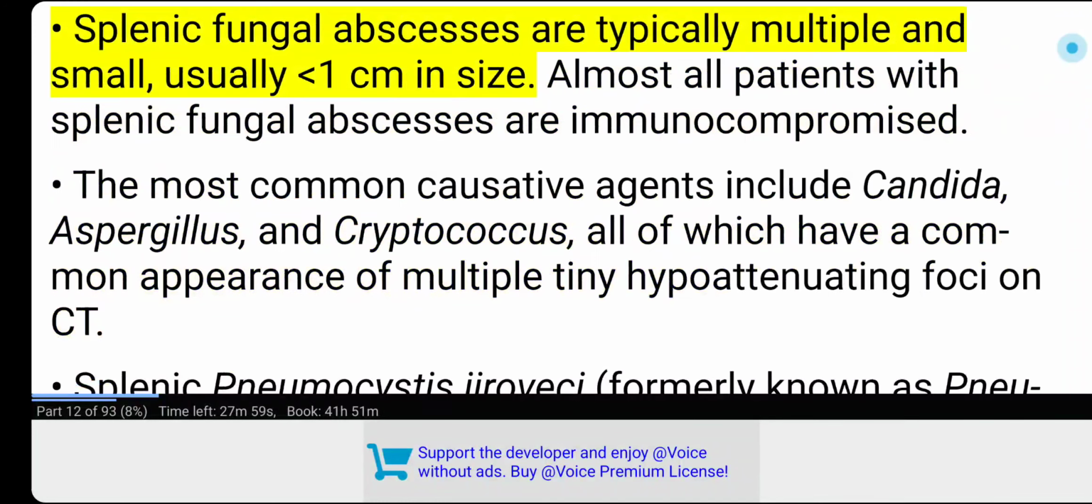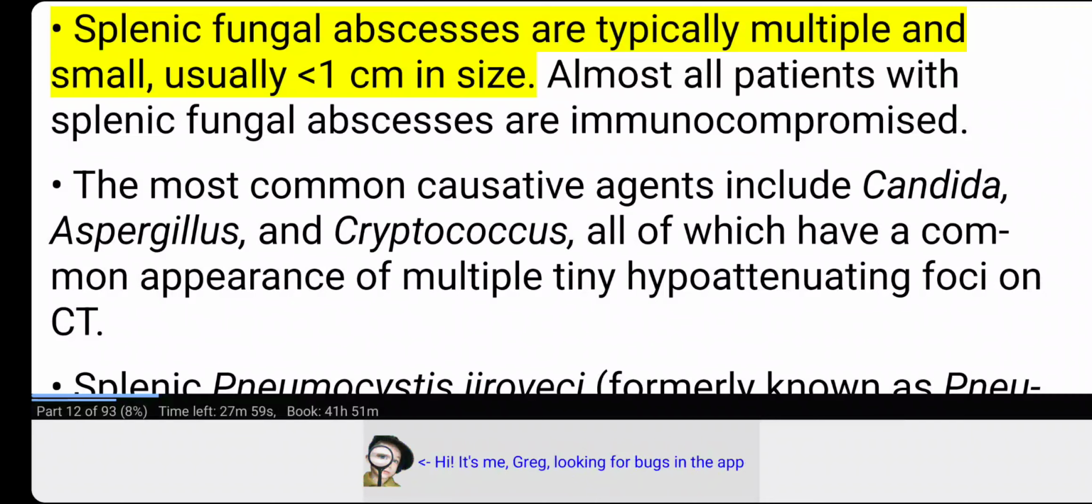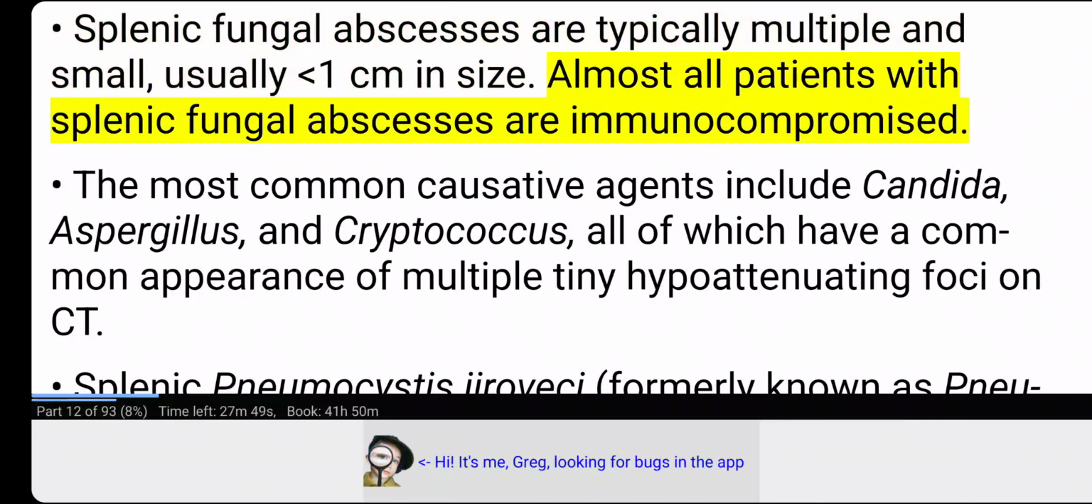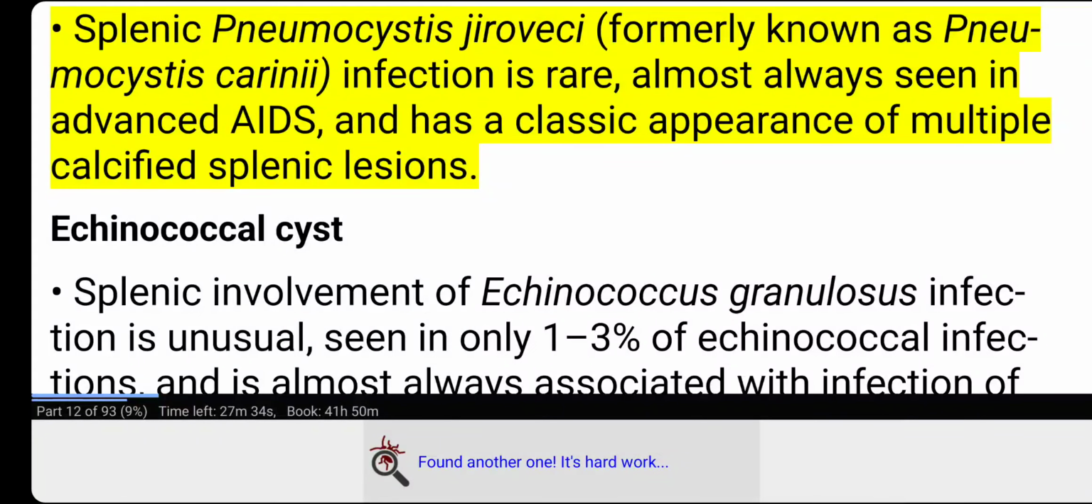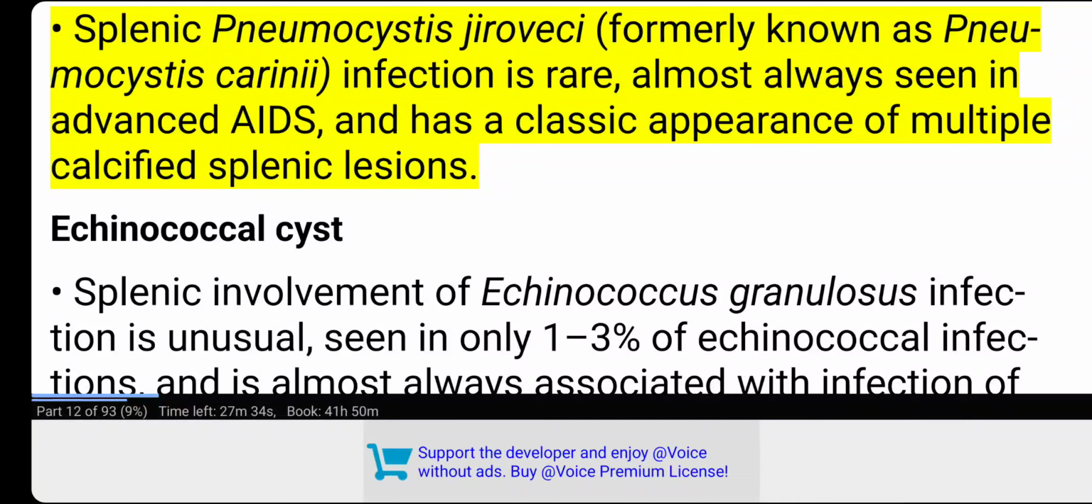Fungal abscess. Splenic fungal abscesses are typically multiple and small, usually less than 1 cm in size. Almost all patients with splenic fungal abscesses are immunocompromised. The most common causative agents include Candida, Aspergillus, and Cryptococcus, all of which have a common appearance of multiple tiny hypoattenuating foci on CT. Splenic Pneumocystis jirovecii, formerly known as Pneumocystis carinii, infection is rare, almost always seen in advanced AIDS, and has a classic appearance of multiple calcified splenic lesions.